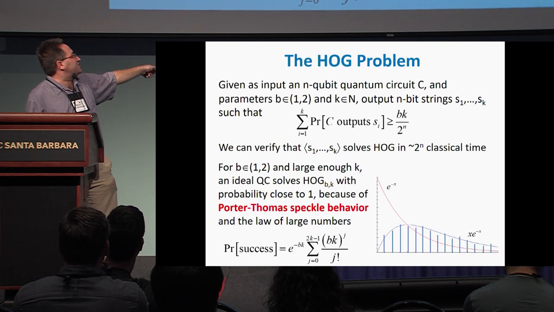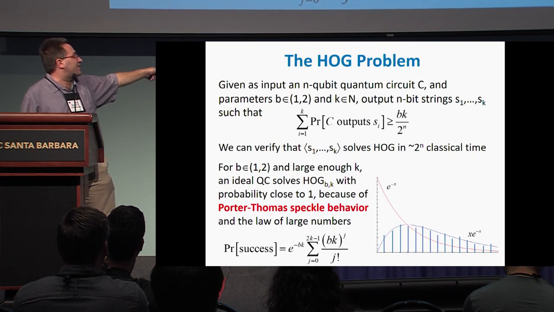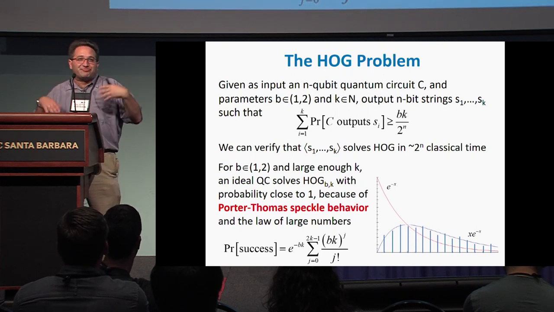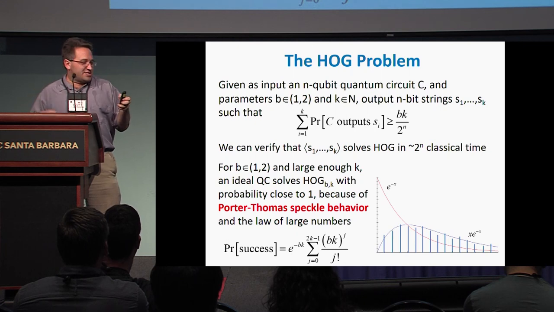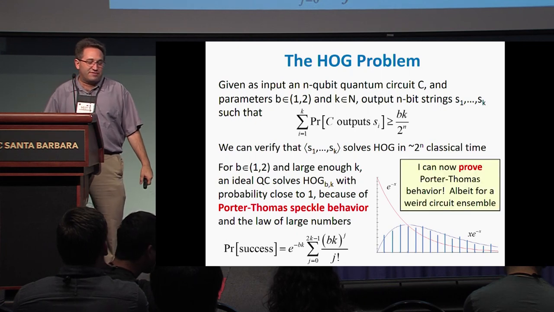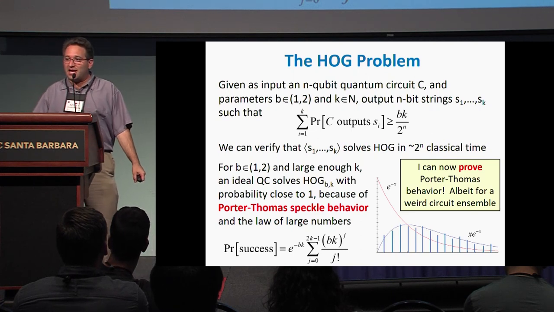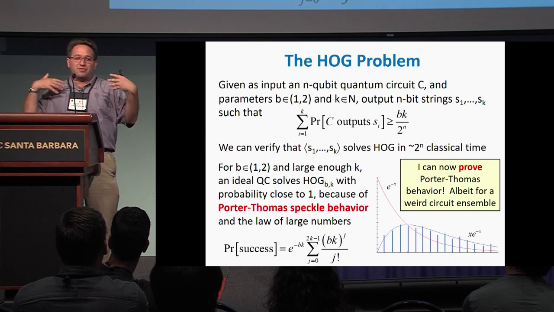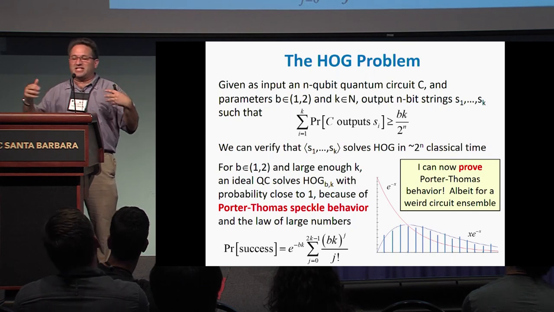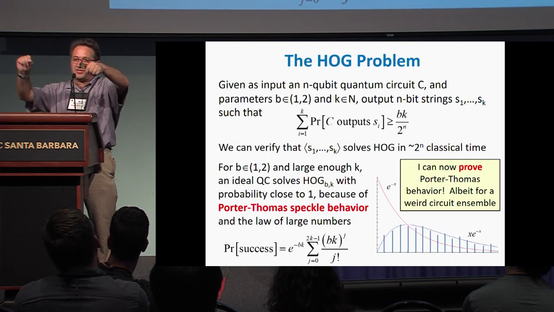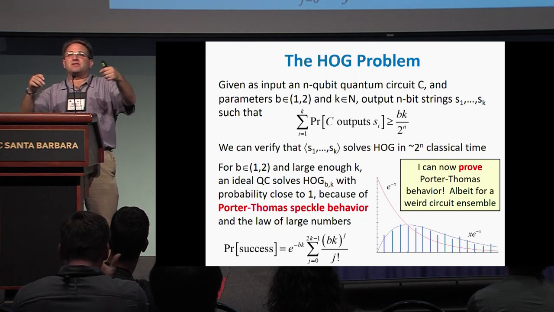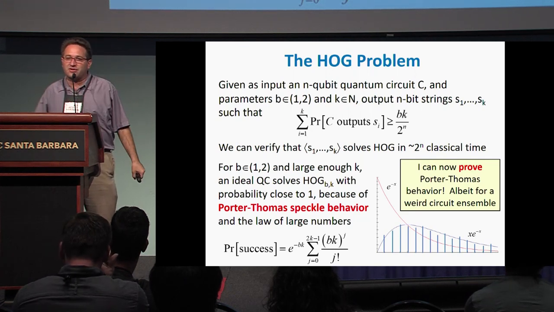The probabilities are exponentially distributed random variables, and in some special cases we can even prove that that's true. In other cases, we know it to be true by way of MATLAB. Okay, but there are little fluctuations, what physicists call a speckle pattern in this distribution. Some outcomes being a constant factor likelier than others.